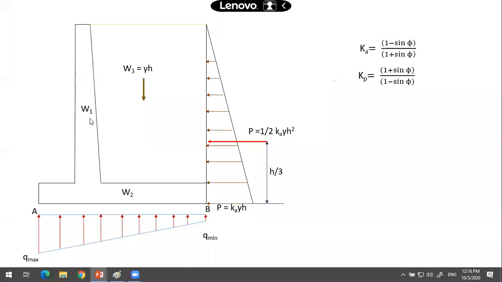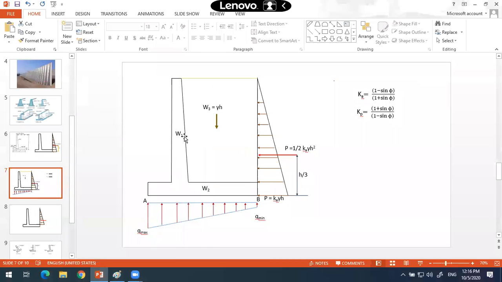In addition, the weight of the stem slab and the weight of the base slab will be considered while calculating this upward soil pressure. Knowing the dimensions of the stem slab and base slab, we'll come to know what W1 and W2 are, which are the weights of the stem and base slab respectively. Both W1 and W2 will be acting in a vertically downward direction. That is the direction in which these weights or forces will be acting in the case of a retaining wall.